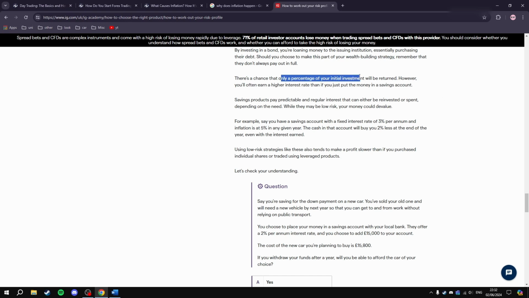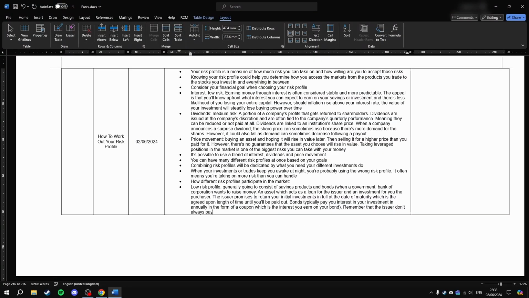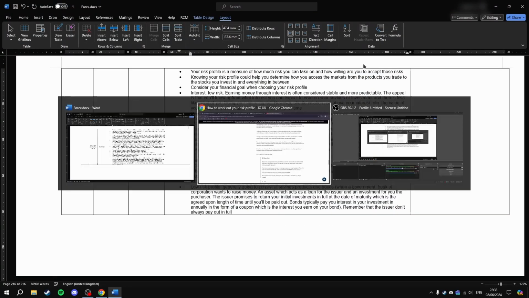Only a percentage of your initial investment will be returned. How high is that percentage though? If they're only going to pay back 50% of my initial investment, then yeah, I don't really know. Remember that the issuer doesn't always pay out in full.